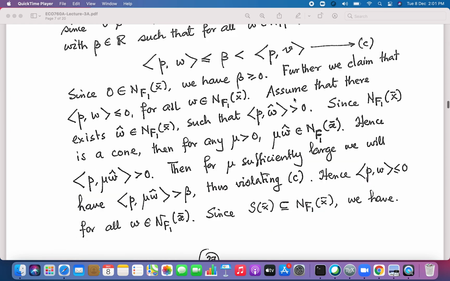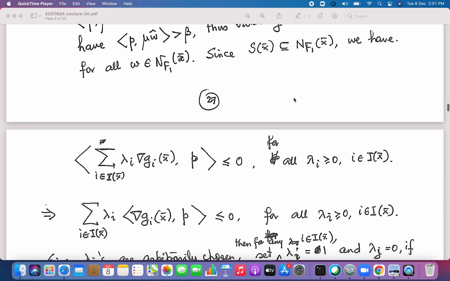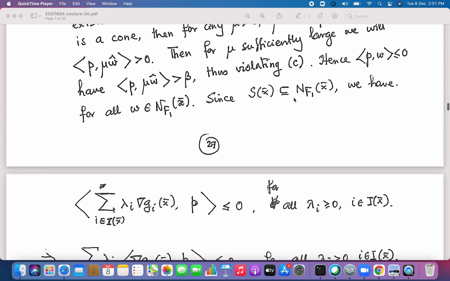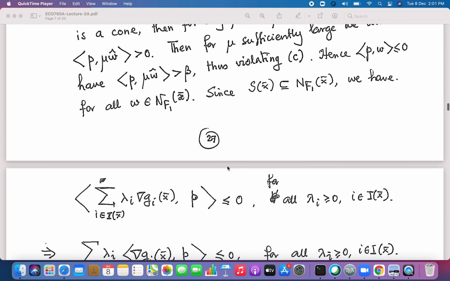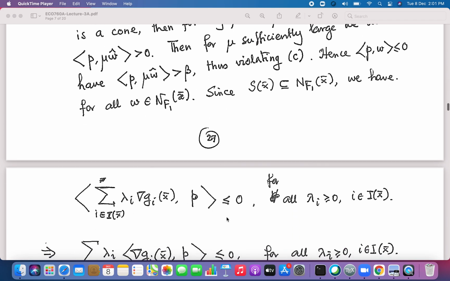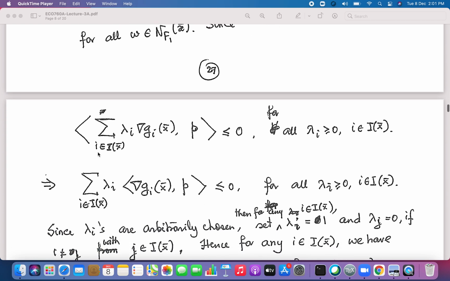Because the proof is pretty involved, I don't want you to get bogged down in the proof. Once you have applied the power of the separation theorem, you know that for every W element of Sx bar, this is happening. So you choose any W, any W is of this form, for all lambda greater than 0, i element of Ix bar. Which means that if this has to happen, none of this grad gi x bar P can be strictly bigger than 0. It cannot happen.